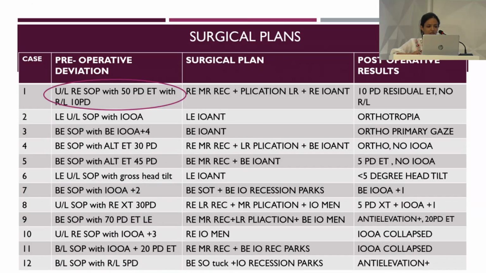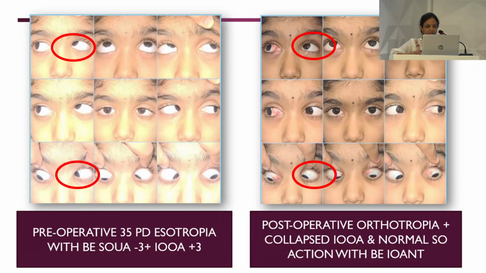We have also found esotropia with many bilateral congenital SOPs. We found exotropia in only one case. Esotropia and exotropia were managed in the same sitting. And the results are as follows. This is an example of a 35 PD esotropia with grade 3 inferior oblique overaction and an SO underaction. And you can see post-operatively the inferior oblique overaction has collapsed nicely, and so has the superior oblique underaction.